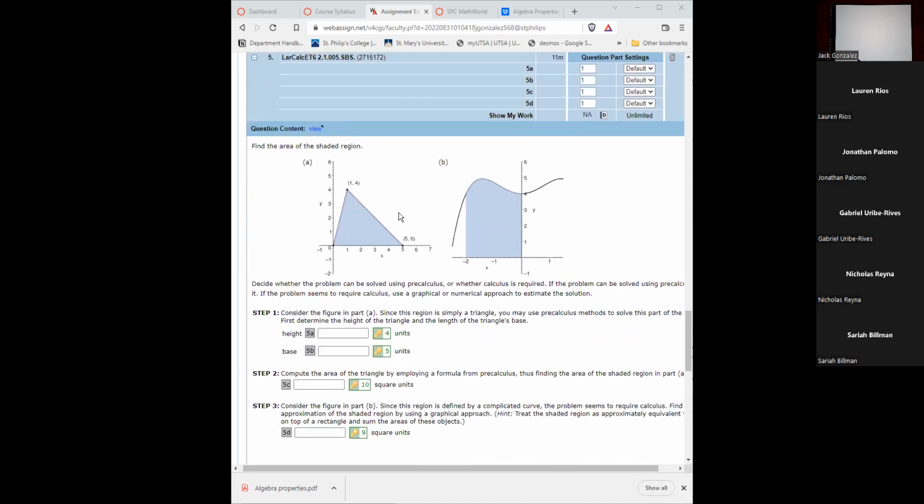Here's another example. This is more of a calculus 2 type of question. But the concept you can see, right? Part A, you can use geometry to find the area of the shaded region. Do you agree with that? You could figure that out, right? Yes.